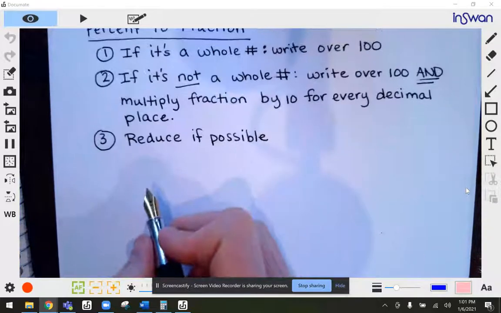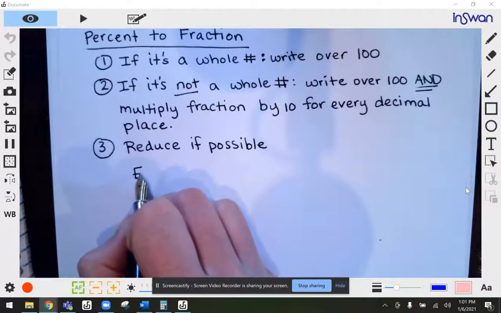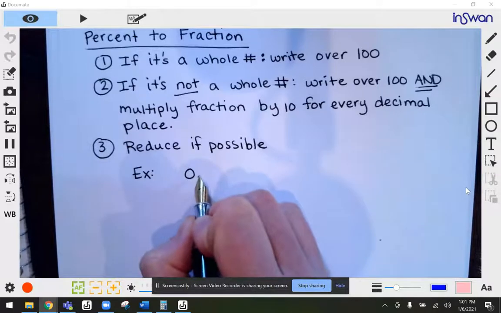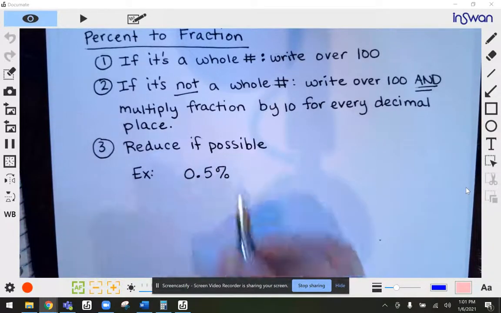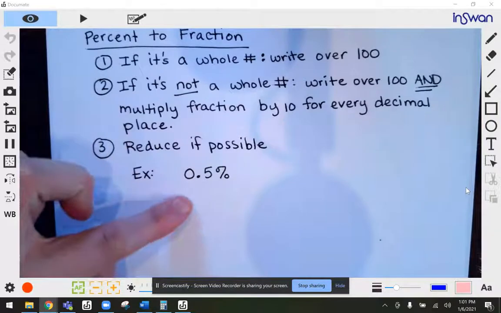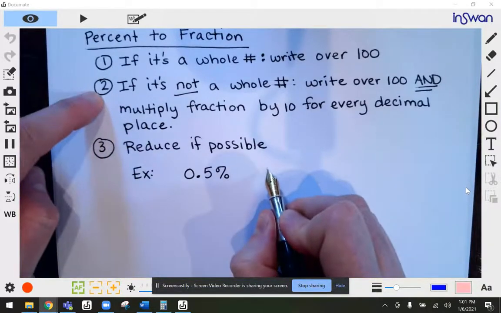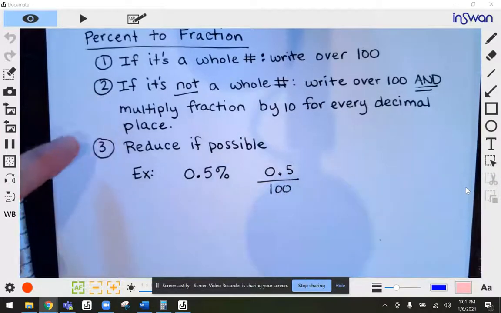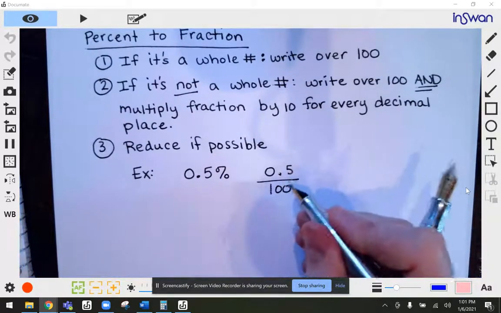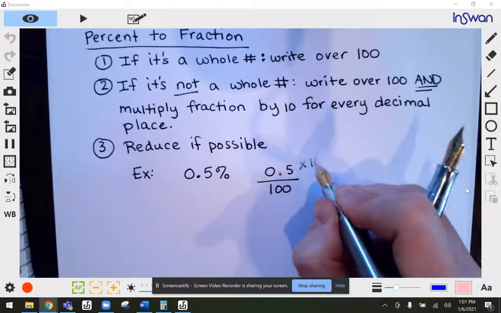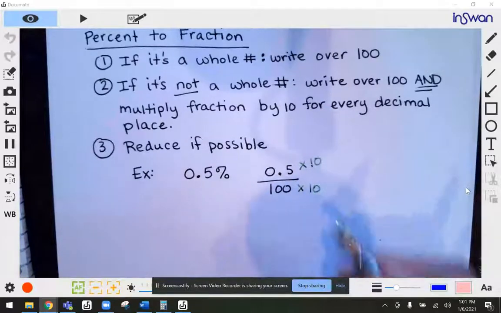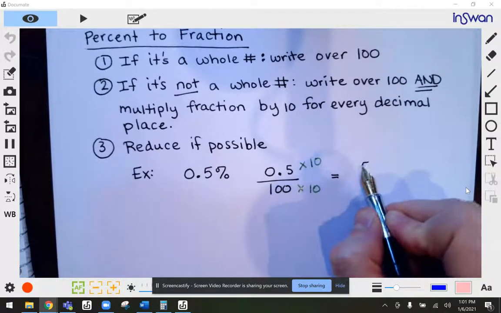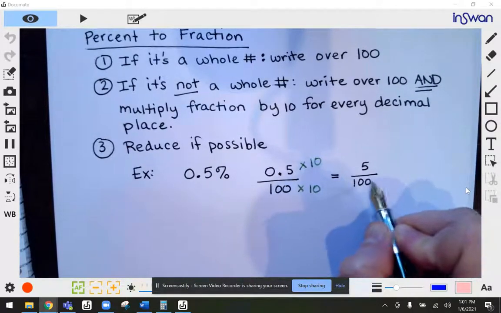All right, so like I said, we're going to do an example here. Say I was given 0.5%. It's not a whole number, it has a decimal. So I'm still going to write it over 100, 0.5 over 100. But now I'm going to multiply by 10 for every decimal place. Since this has one decimal place, I'm going to multiply by 10. And I need to do the same thing to the top and to the bottom. Okay, so that would give me 5 over 1,000.